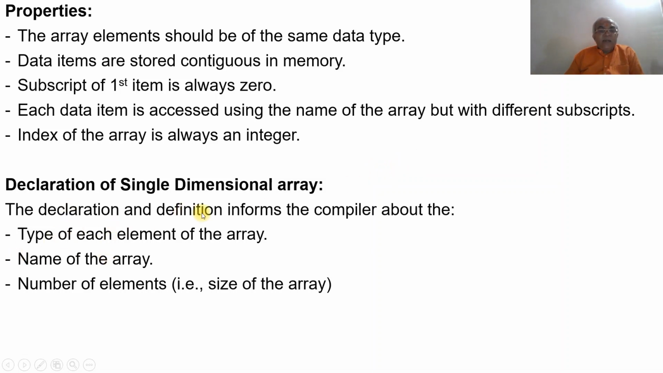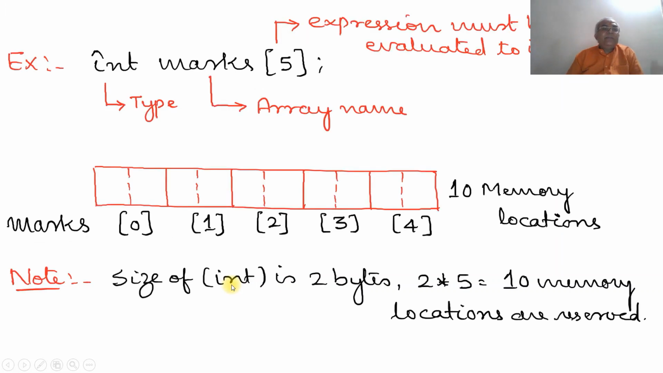Declaration of the single dimensional array. The declaration and definition inform the compiler about the type of each element of the array, the name of the array, and the number of elements or the size of the array. For example, consider int marks[5]. Here int is the type, marks is the array name, and 5 is the expression that must be evaluated to an integer. So this is how it is analyzed.